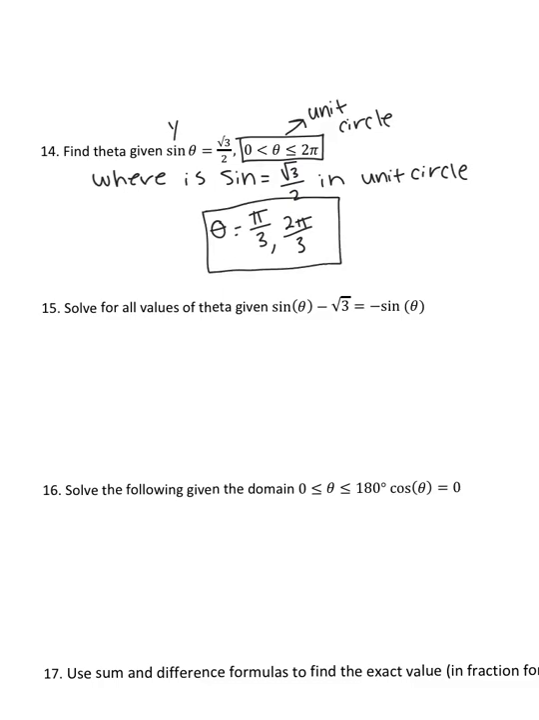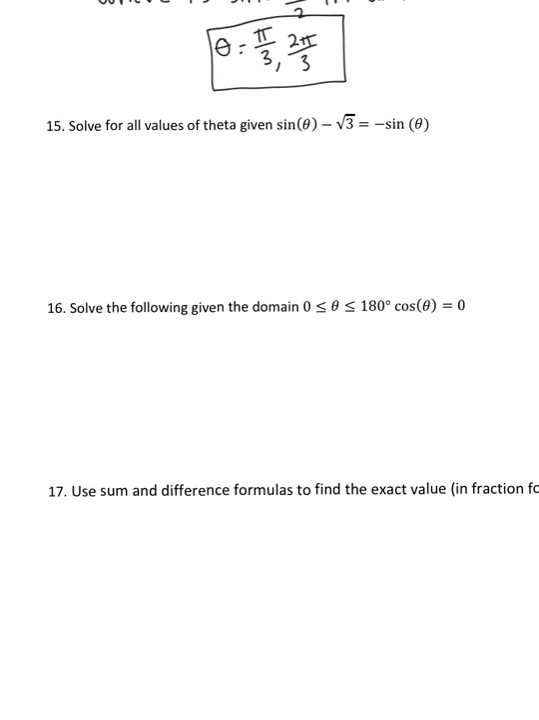Okay. Number 15 is asking to find all values. So this, solve for all values, immediately tells me that I'm going to need to put plus 2 pi n after my answer. So that means I'm not just looking at the unit circle, I'm looking at many different values within the unit circle. Okay, so I need to solve this equation first to get sine of theta by itself. So I'm going to try to get all of my trig functions on one side and all of the plain numbers on the other side.